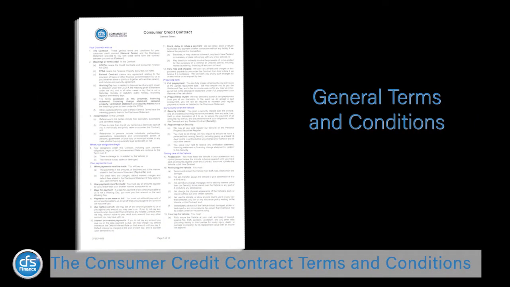Now take a moment to read through the general terms and conditions of this contract, paying particular attention to taking care of the vehicle, protecting the vehicle, insuring the vehicle, operating and maintaining the vehicle. In short, for the term of the contract, the vehicle must be fully insured, have a current warrant of fitness and registration.